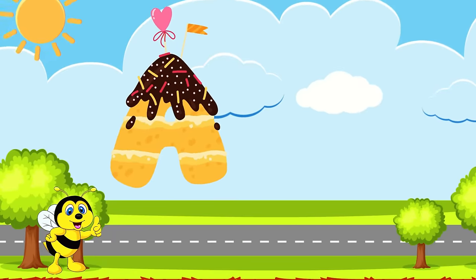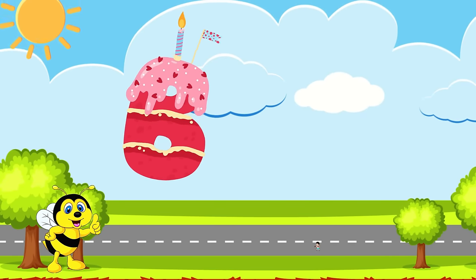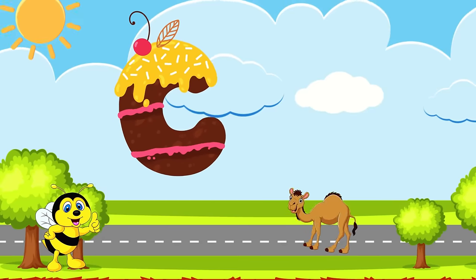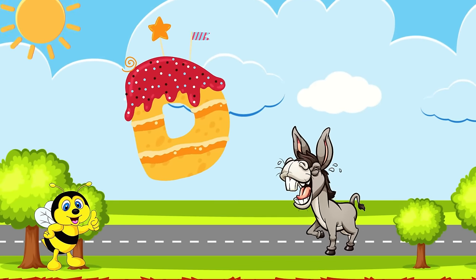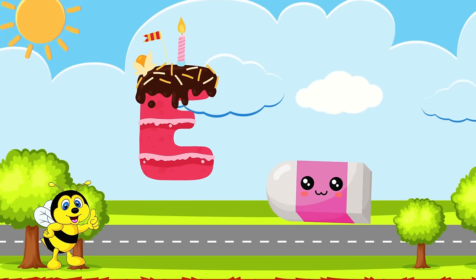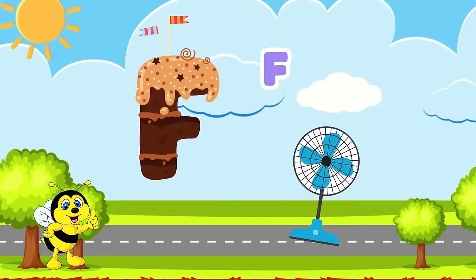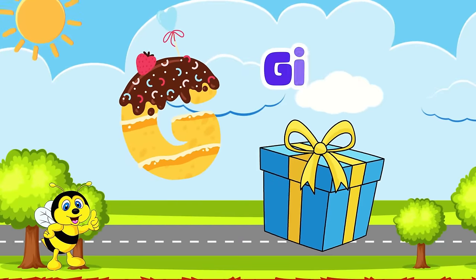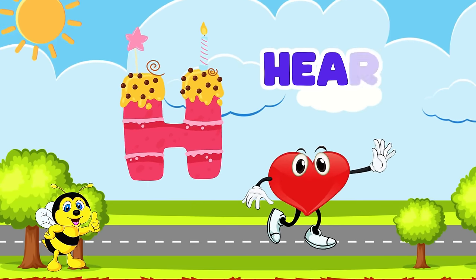A, avocado. B, boxer. C, camel. D, donkey. E, eraser. F, fan. G, gift. H, heart.